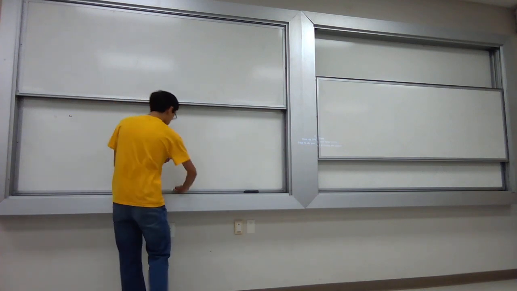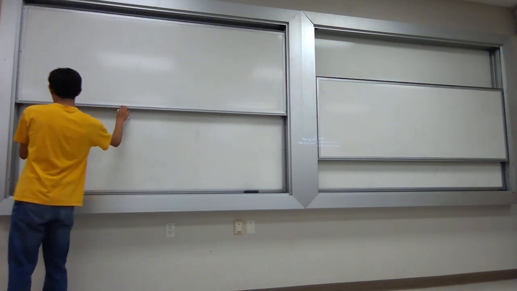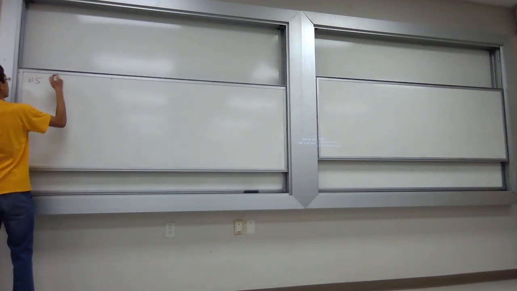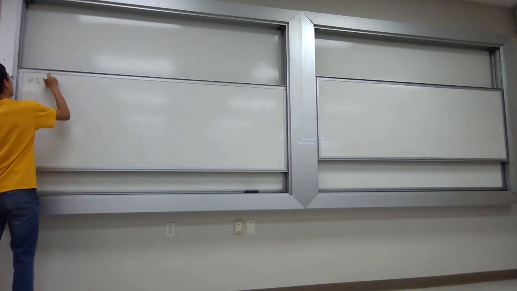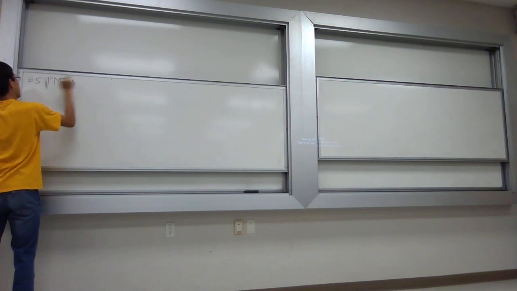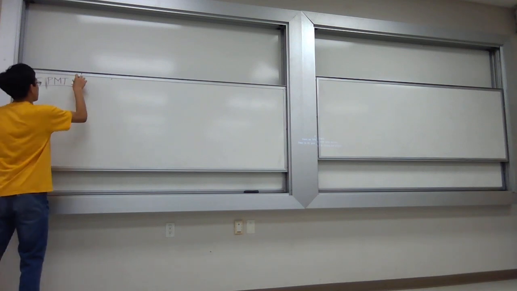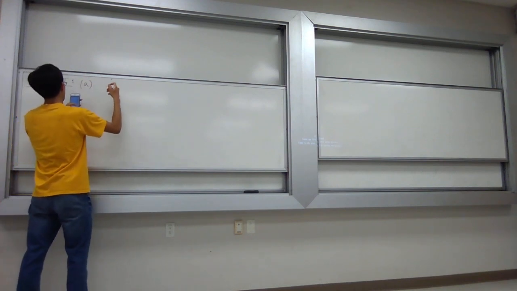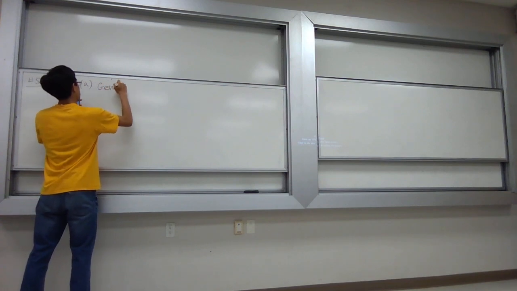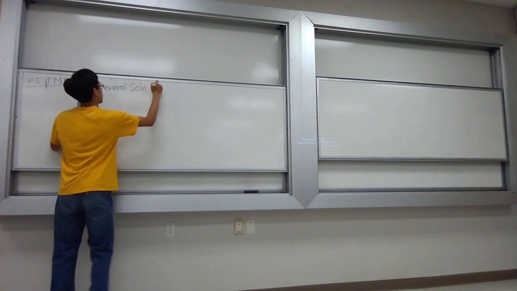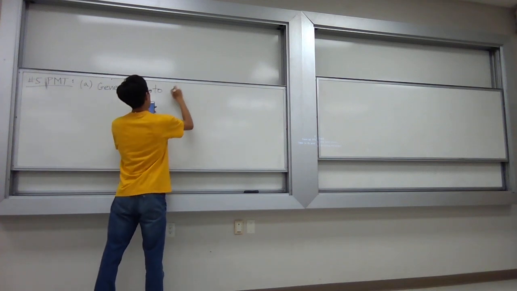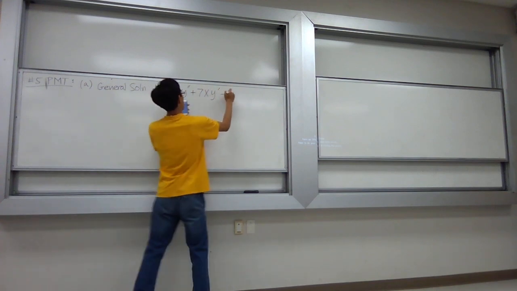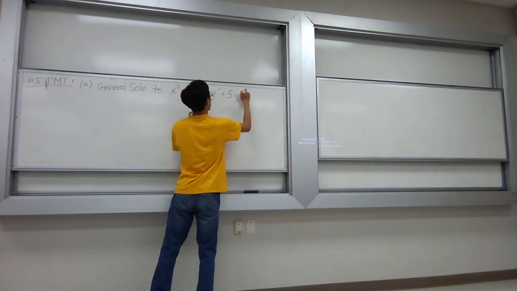So, let's copy it down first. Number 5, practice midterm. Okay, so part A is the general solution to this Cauchy-Euler equation. X squared y double prime plus 7xy prime plus 5y equals 0.